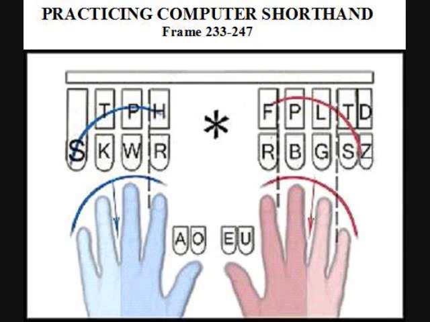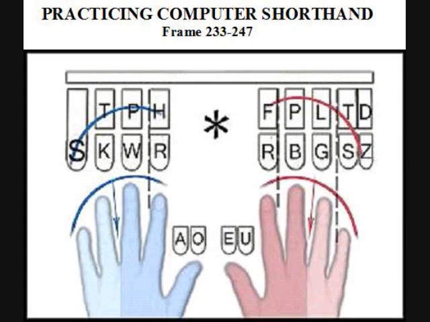Okay, frame 233 is go. I go, you go, we go, they go, these go, those go, which go.